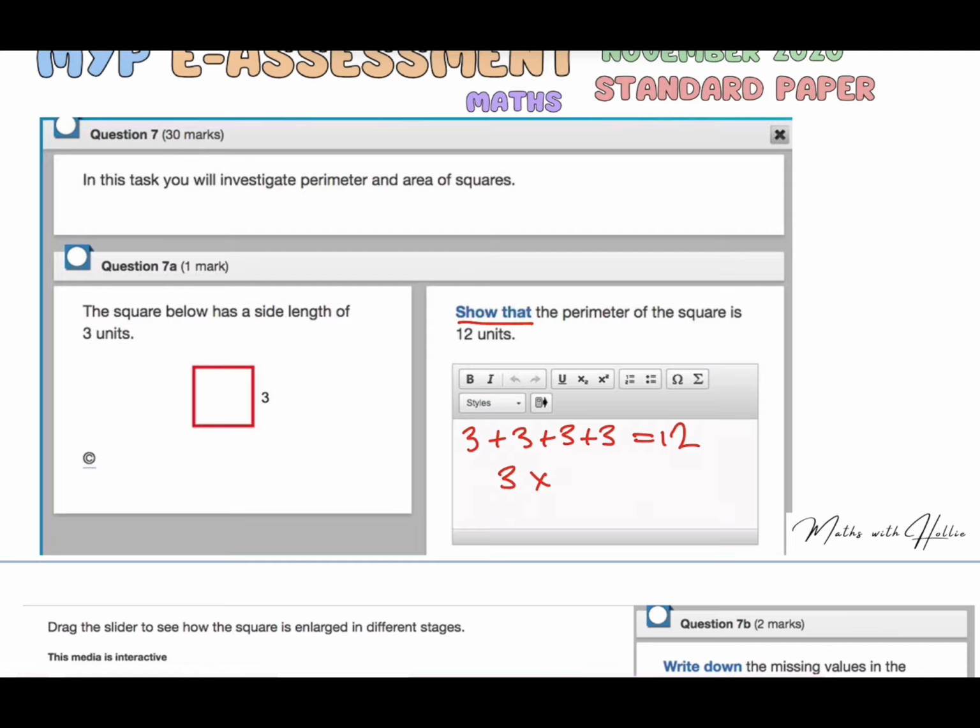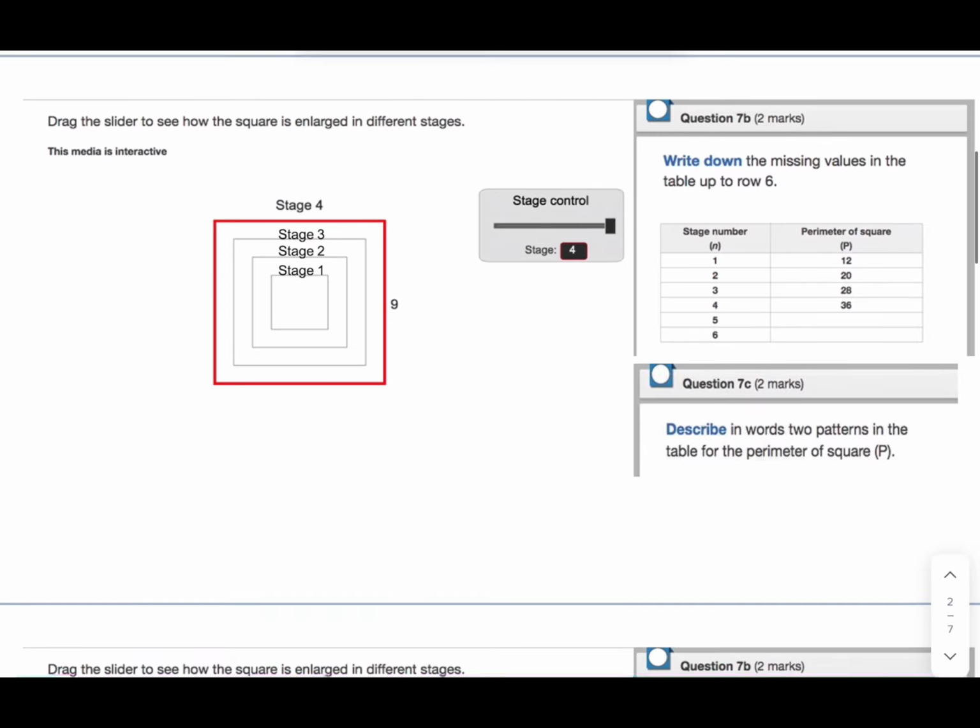So you can either write 3 plus 3 plus 3 plus 3, or you can just times it by 4. So either one of them will get you the 1 mark out of 3. Okay, so that's the first question. If you're not sure on this, not too much of a big deal, but it does usually link in with the justification at the end. Okay, so we're going to move on.